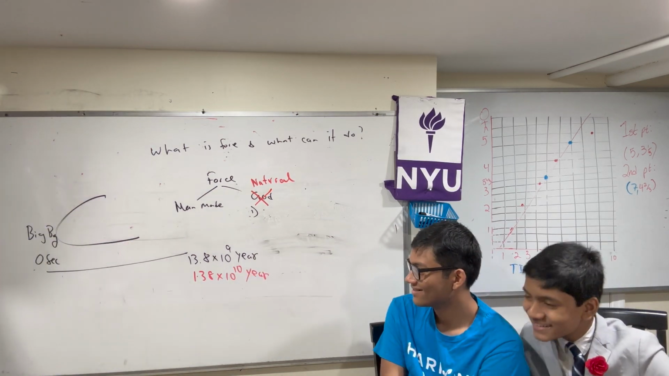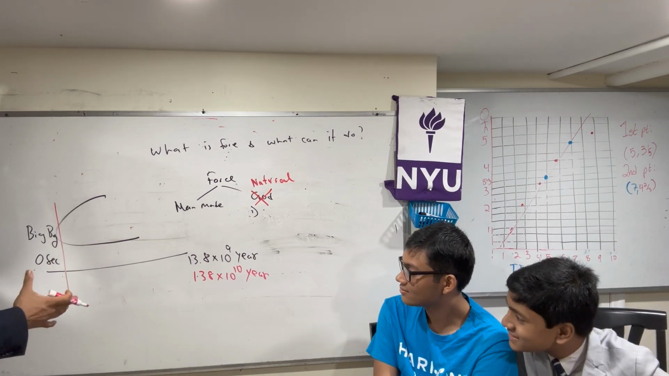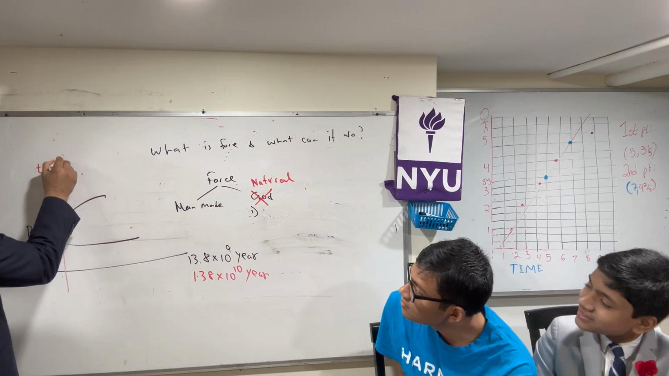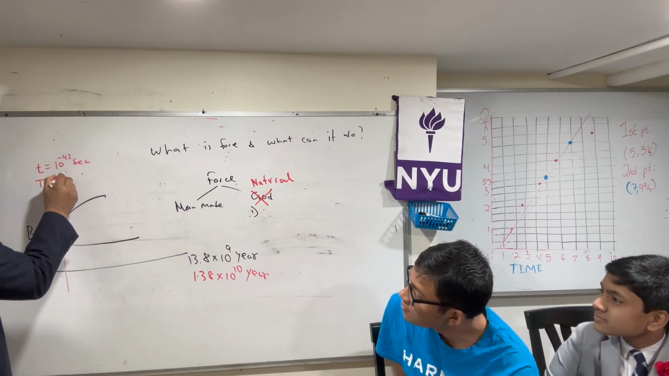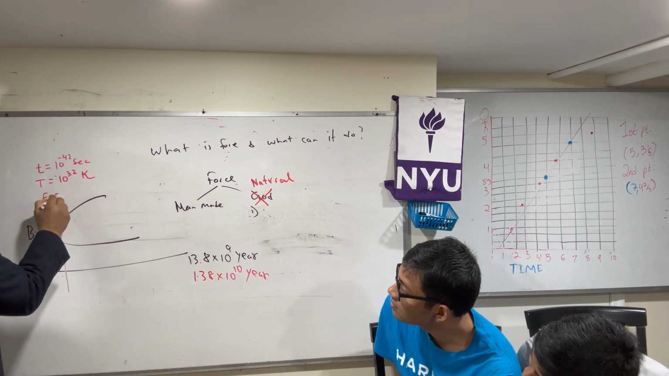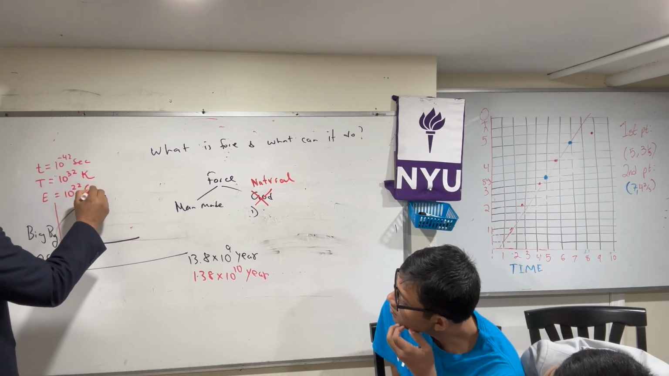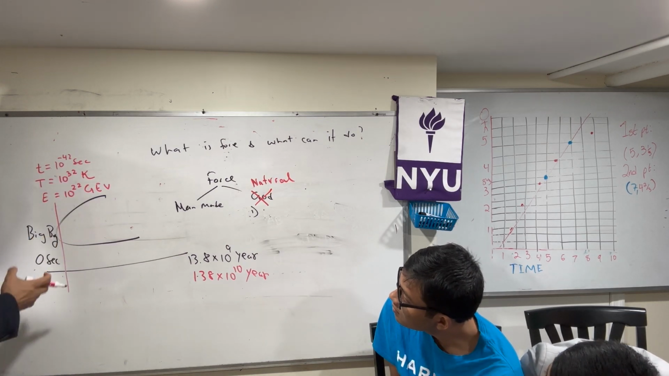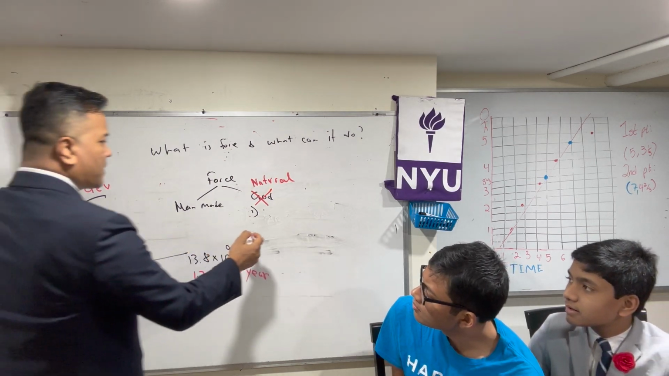All right, so what happened with those forces? At the time when time was 10 raised to negative 42 seconds, the temperature was actually 10 raised to positive 32 Kelvin, and the energy was 10 raised to positive 22 giga electron volts. At that time, all the quarks were bound together by these four fundamental forces.